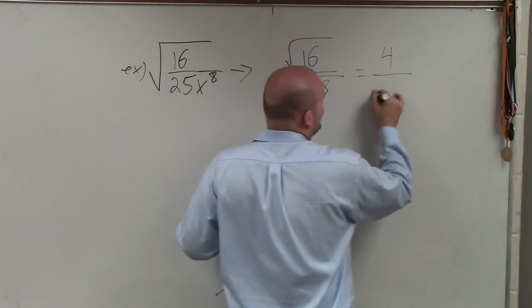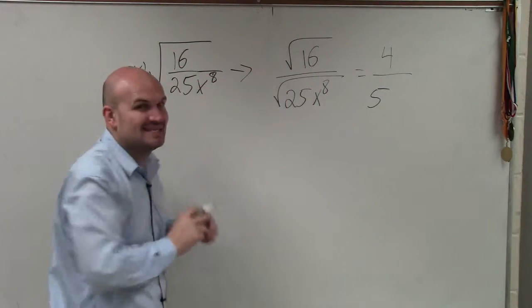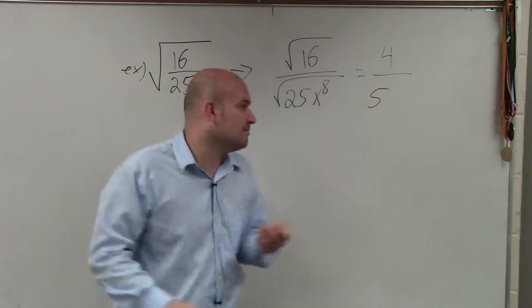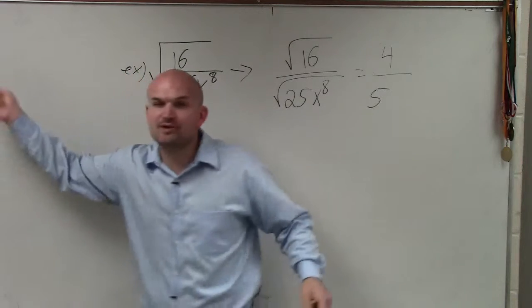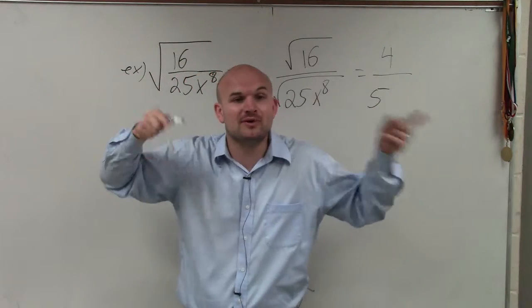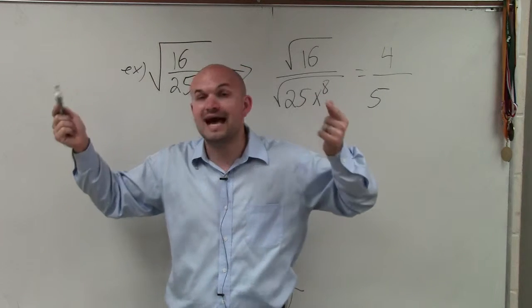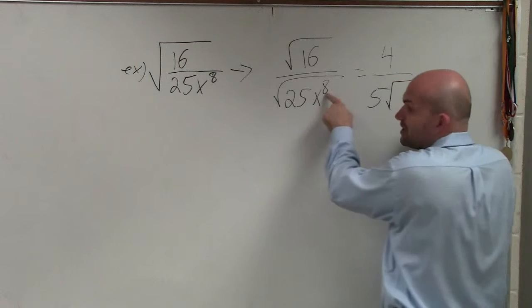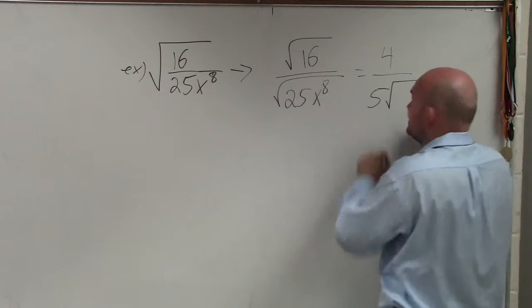Now, what is the square root of 25? 5. And I could break up the square root of x to the 8th as x times x times x times x times x, right? But remember what we talked about. The cube root of x cubed is what? X. So the square root of x squared is going to be x. So how many x squareds does it take for us to multiply to give us x to the 8th?